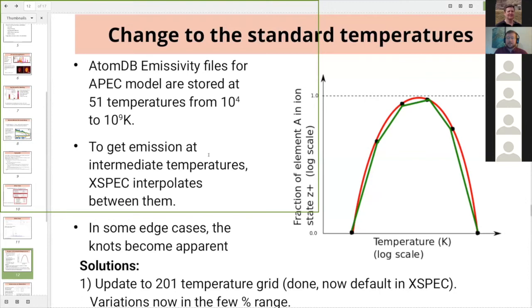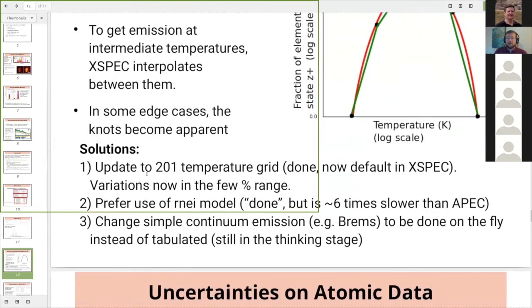So that's now released. There are several updates here. You can do the temperature grid. You can change. There are other suggestions on here that you can implement as you wish.